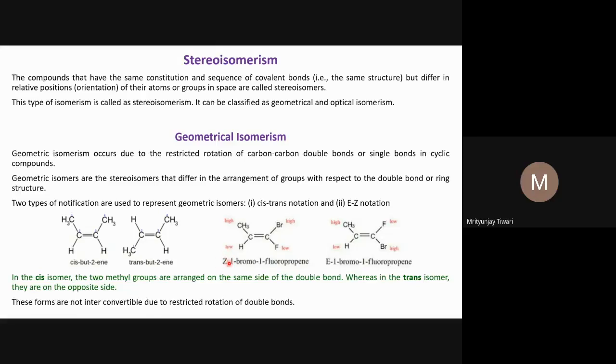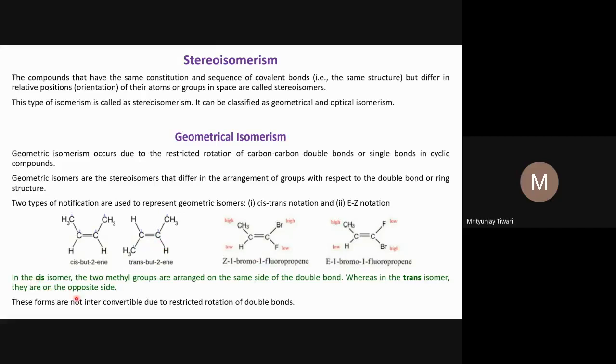Usually we keep this Z or E inside parentheses. Now this is E, so the compound is the same, 1, 2, 3. This is 1-bromo-1-fluoropropene, and this is the E form of this compound, so this is (E)-1-bromo-1-fluoropropene. So this is the IUPAC nomenclature we write for the geometrical isomers.